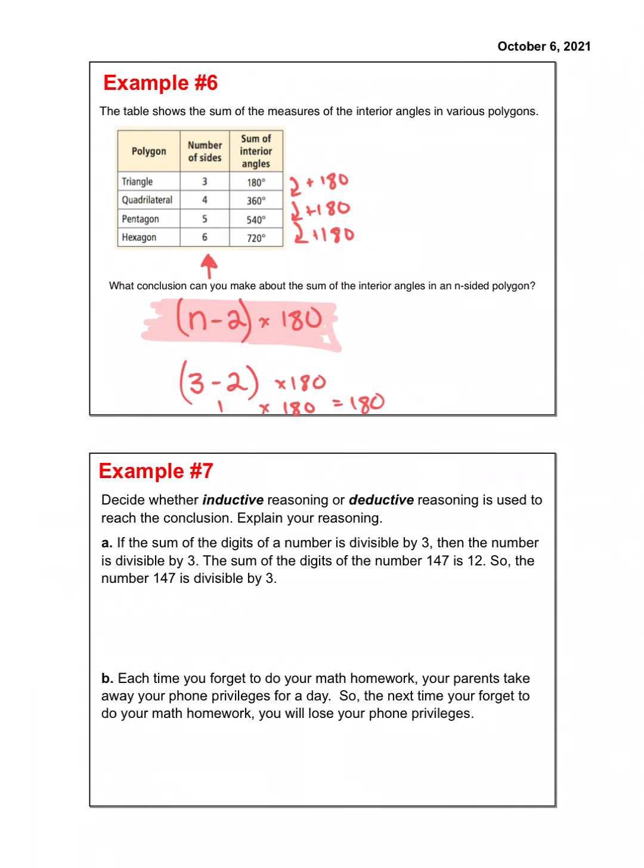Example number 7, decide whether inductive reasoning or deductive reasoning is used to reach the conclusion and explain your reasoning. So A here is talking about the sum of digits of the number being divisible. If the sum of the digits of a number is divisible by 3, then the number is divisible by 3. The sum of the digits of the number 147 is 12, so the number 147 is divisible by 3. This would be deductive.